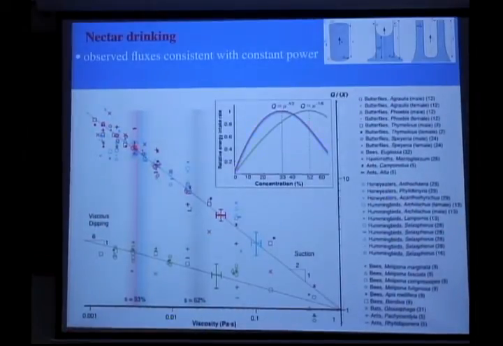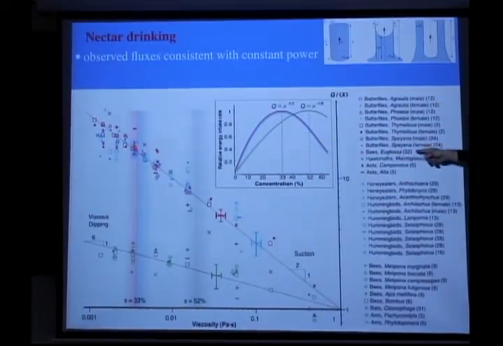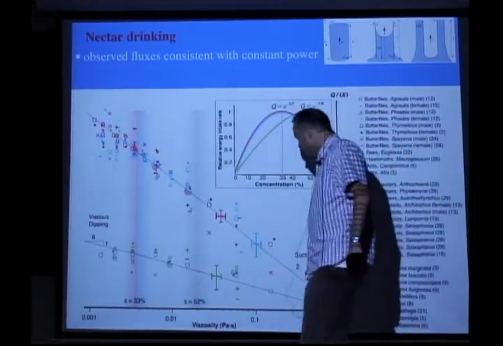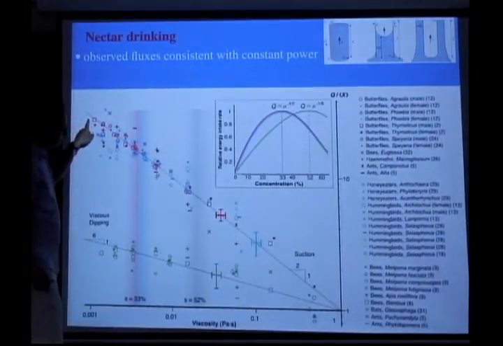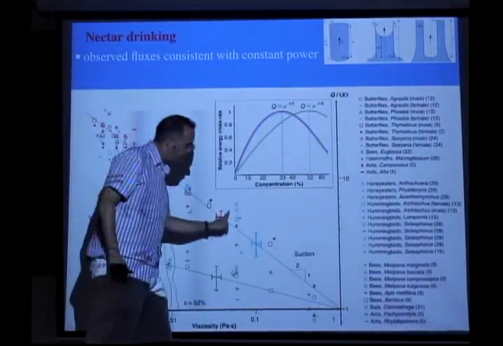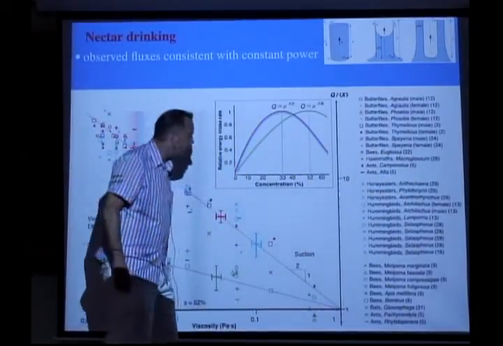And so this is data from all of the creatures reported in the literature. So you can see there are many of them, and they all fall along these lines. So the ones that use active suction or capillary suction are along here. The ones that use viscous dipping along here. Okay.